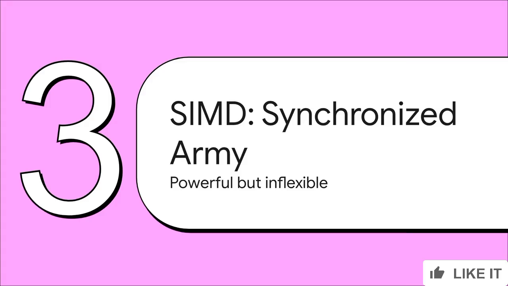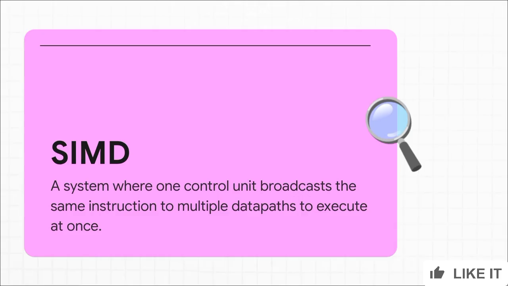All right, section 3. Let's really dig into that first model, SIMD, the synchronized army. This approach is powerful, super efficient, but as we'll see, a little inflexible. It's all about doing one simple thing, but doing it thousands, even millions of times, all at once. So here's the core concept. You have one brain, the control unit, that comes up with an instruction.